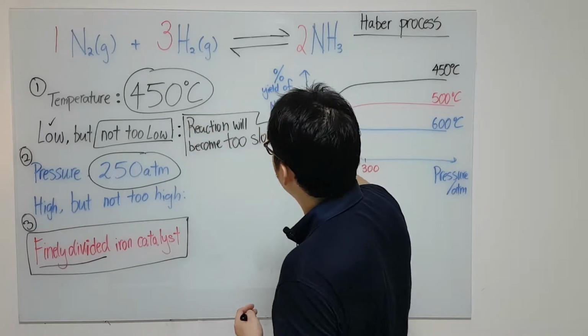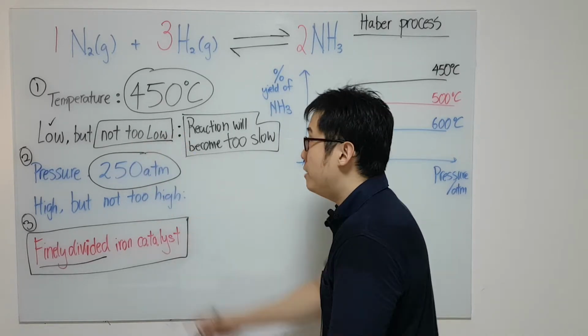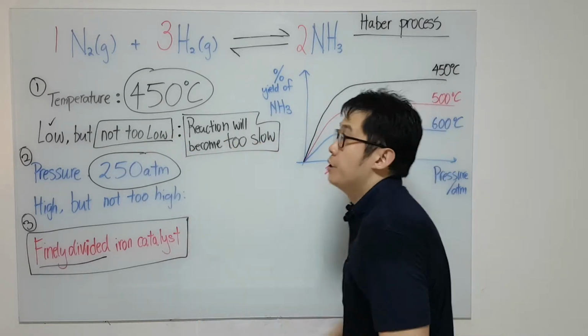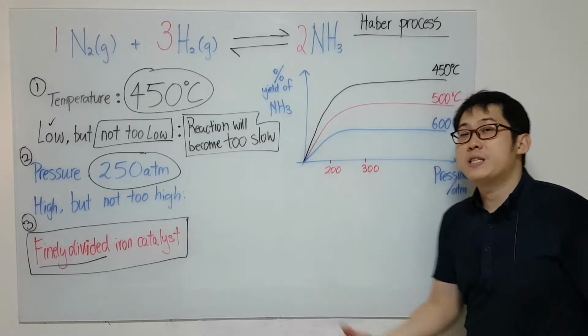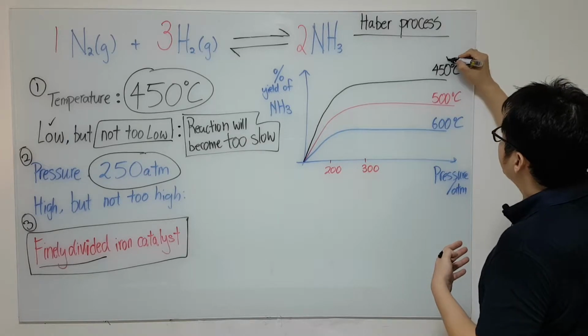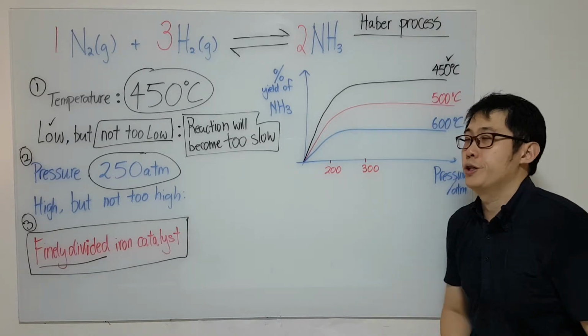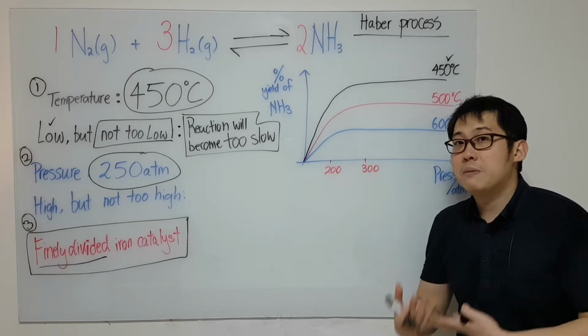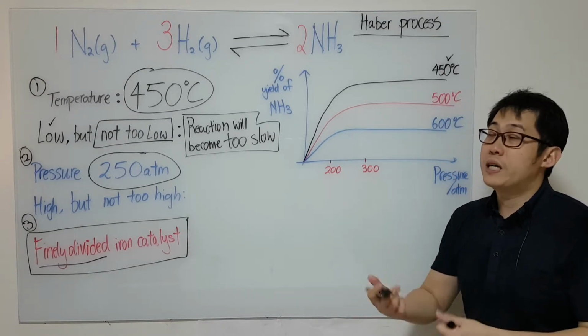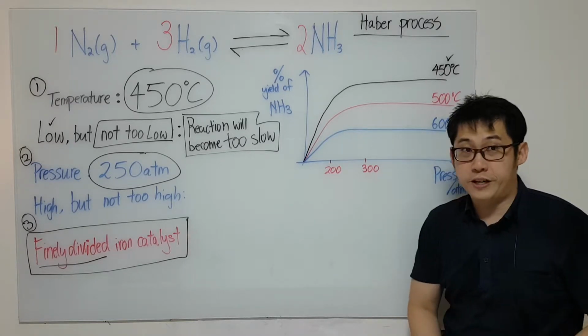Okay? This you must remember, you don't choose a temperature that's too low, because if you do that, the reaction will become too slow. So as a result, after some experiments trying out various temperatures, scientists discovered that 450 degrees is the optimum temperature, where you get a decent amount of yield without causing the reaction to become too slow.